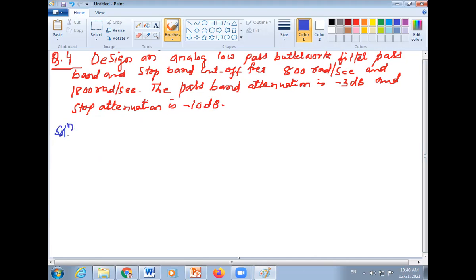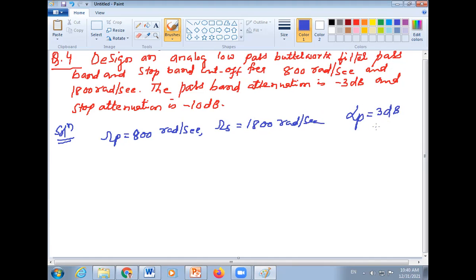Solution. The given specifications are omega p is equal to 800 radian per second, omega s is equal to 1800 radian per second, alpha p is equal to 3 dB and alpha s is equal to 10 dB.